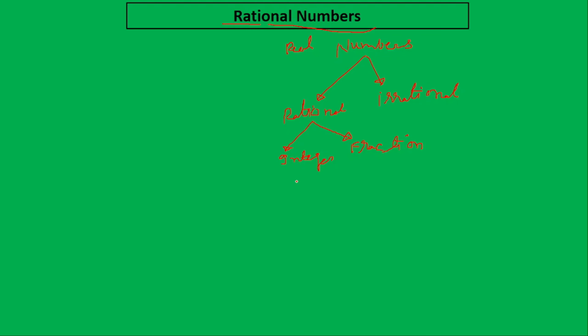Integers like 1, 2, 3, fraction like 0.3, 1 by 3, 4 by 6, minus 4 by 6, minus 100 by 2. Sorry, that will be integer, minus 50. So integer and fraction. Integers are further classified as whole number and natural numbers, and negative integers. So this is the entire classification.